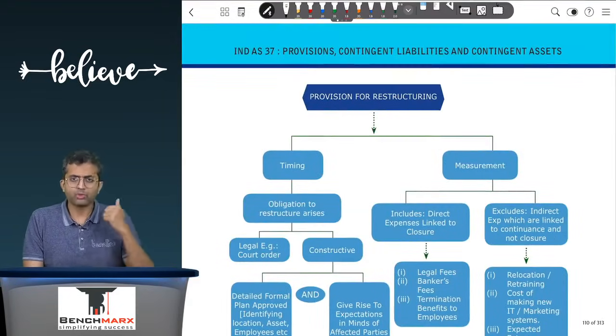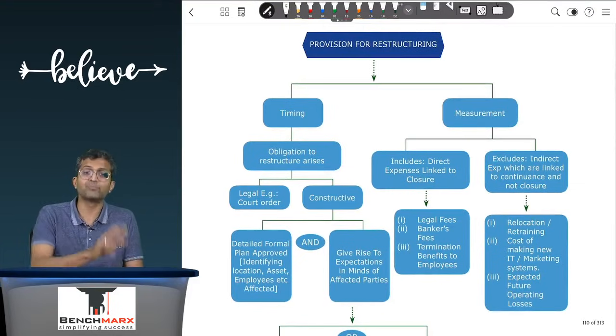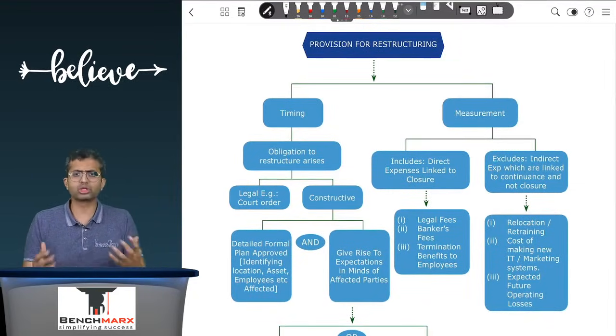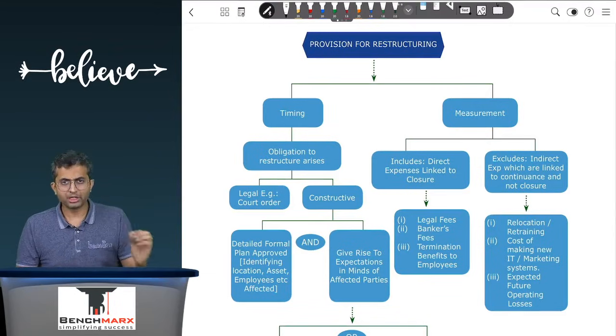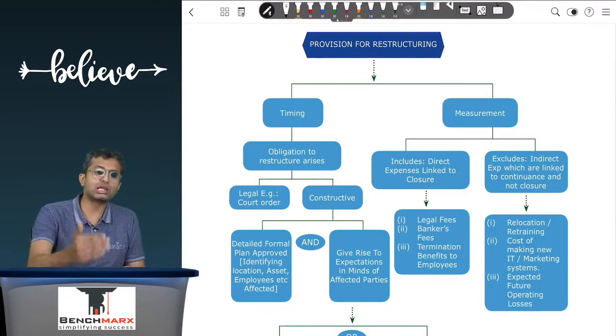It says, first, it gives you guidance on the timing. When should you create a provision for restructuring? Second, it gives you guidance on the amount. But for what amount should you create a provision for restructuring? First is the timing. You should create a provision for restructuring when there is a legal obligation to restructure.